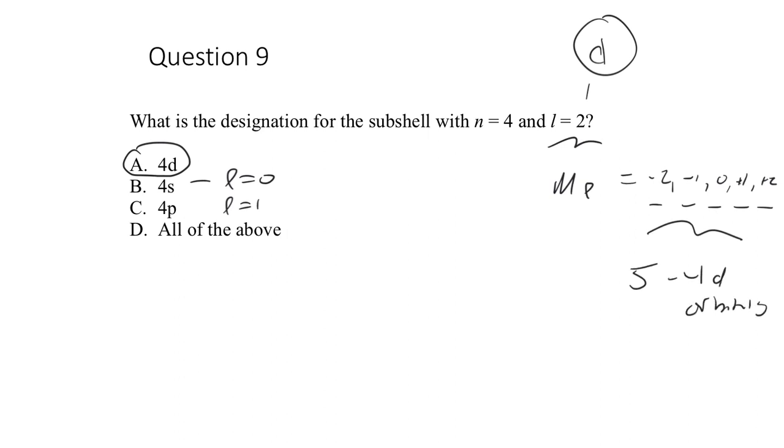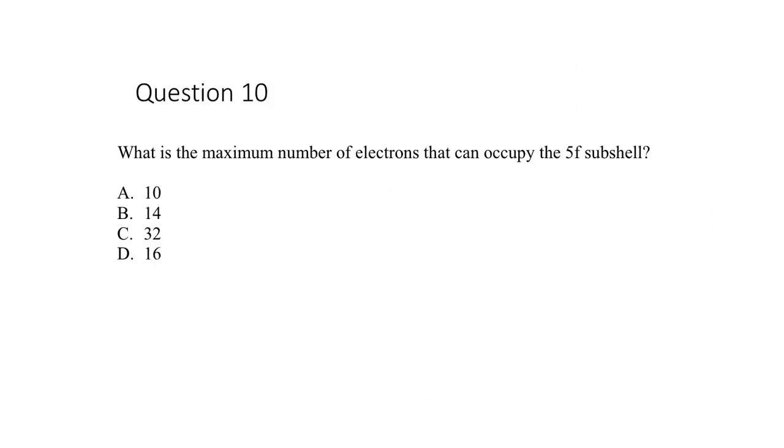Some lingo here: there are 5 orbitals that comprise the 4D subshell. So 4D is a subshell, 4S is a subshell, but there's just 1 orbital within the 4S. There are 3 orbitals within the 4P subshell.